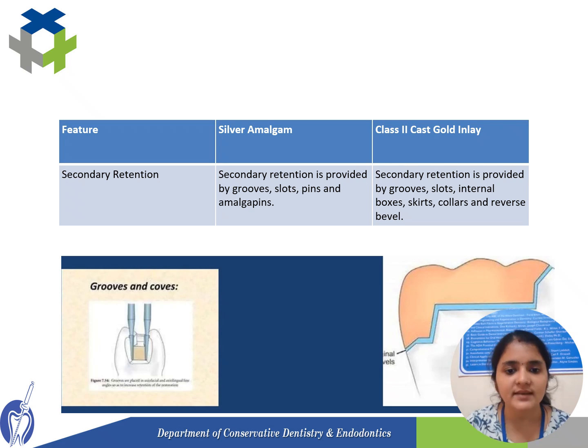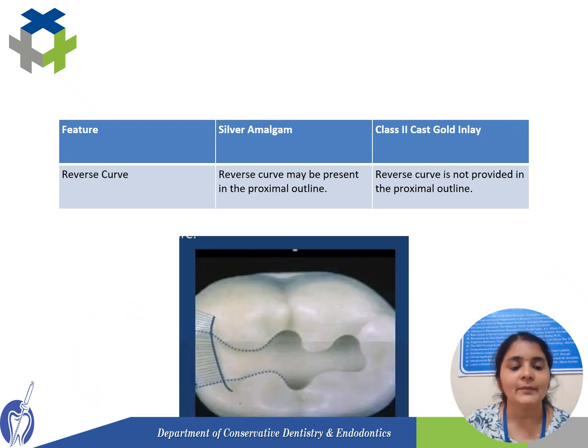Secondary retention. Secondary retention in the case of silver amalgam is provided by grooves, slots, pins and amalgam pins. In a class 2 cast gold inlay, secondary retention is provided by grooves, slots, internal boxes, skirts, collars and reverse bevel. Coming on to reverse curve, it may be present in the proximal outline in the case of silver amalgam. In a class 2 cast gold inlay, a reverse curve is not provided in the proximal outline.